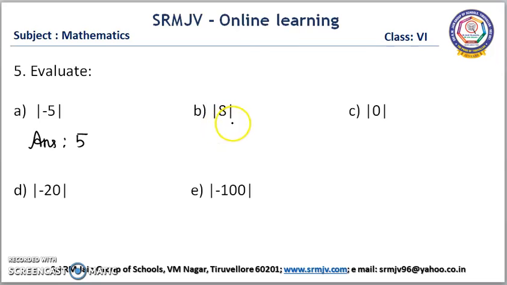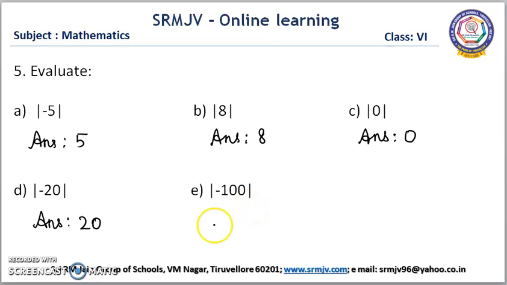The absolute value of 8 is 8. The absolute value of 0 is 0. The absolute value of minus 20 is 20. The absolute value of minus 100 is 100. Is it clear, children? The absolute value can never be negative. Okay, shall we go to the next one?